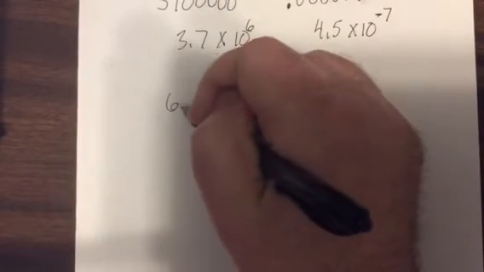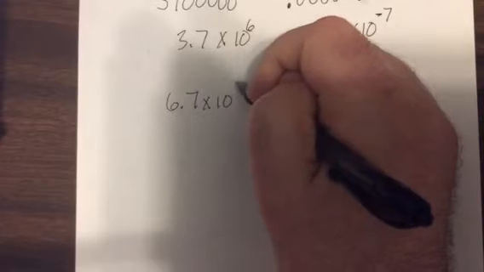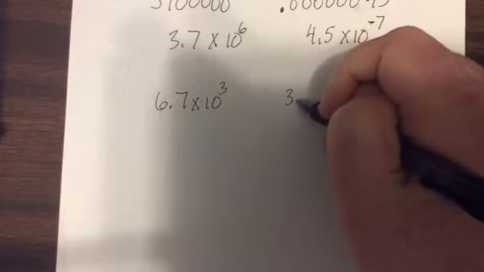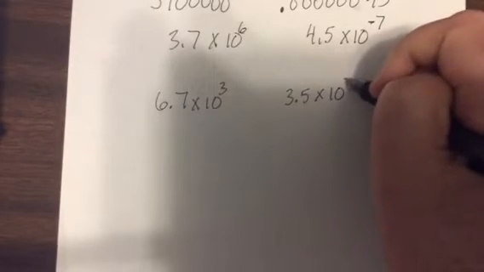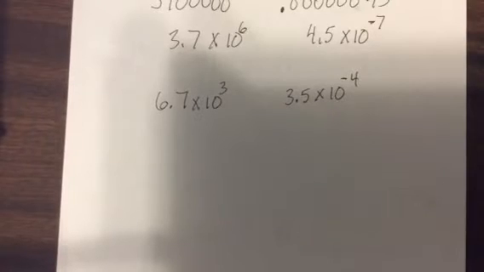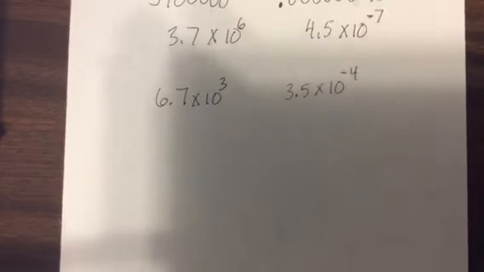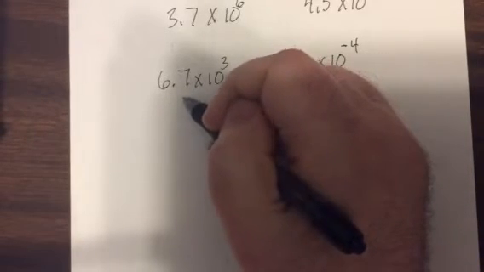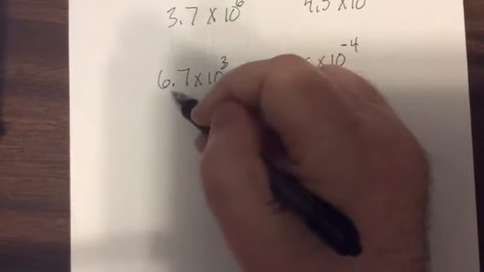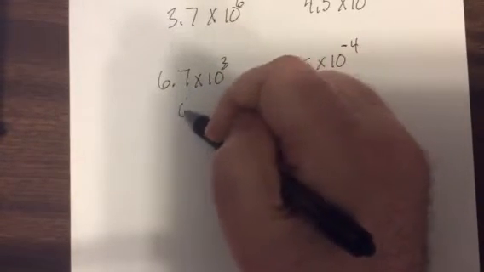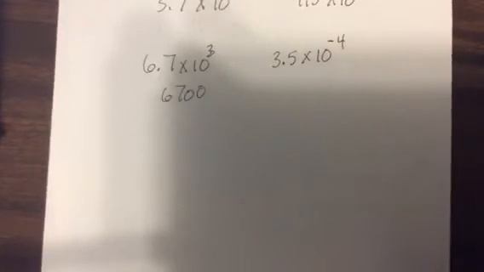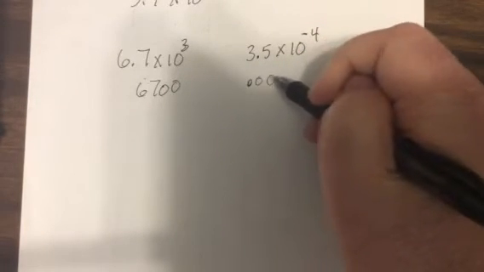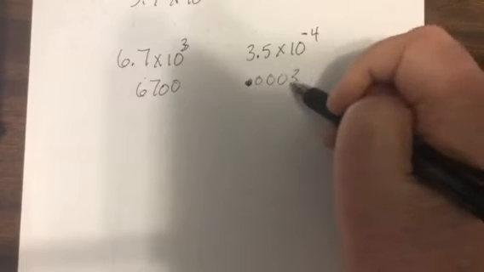Okay, now write these two numbers in regular notation. So switch it back from scientific to regular. So, okay, this would be, I need to multiply by 10 3 times. 1, 2, 3. So it'd be 6, 7, 0, 0. This one, move it, make it smaller 4 times. So we'd have 3 zeros, 3, 5.